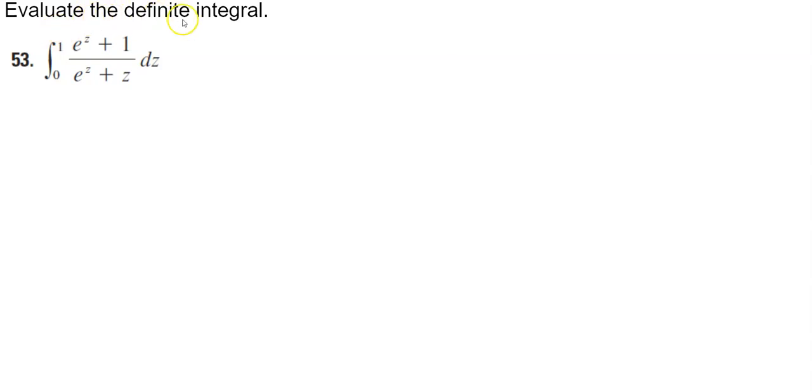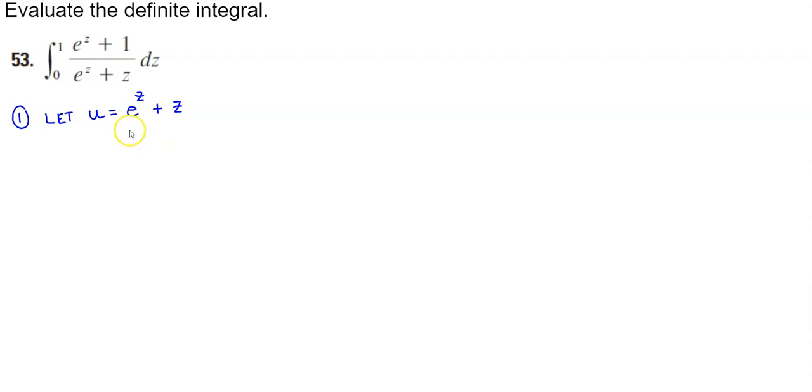Okay, here we want to evaluate the definite integral. So we have e to the z power plus 1 divided by e to the z power plus z, times dz, with a lower bound of 0 and an upper bound of 1. So the first thing we're going to do is decide what we're going to let u equal. We're going to let u equal what's in the denominator, and therefore we have e to the z plus z.